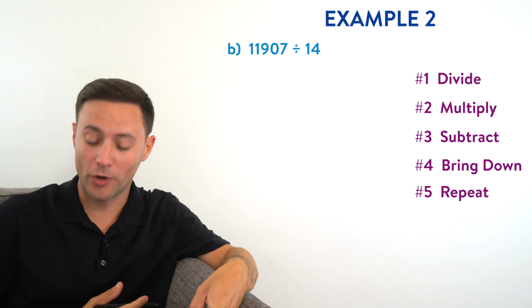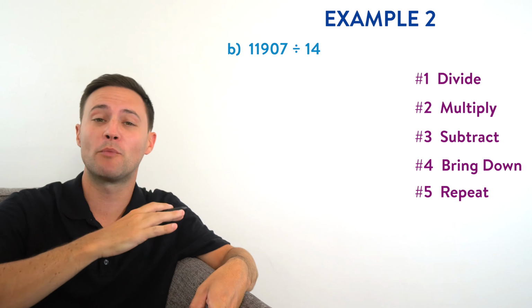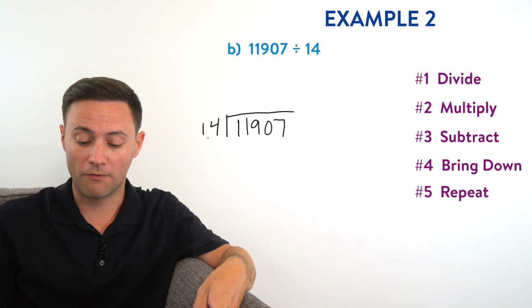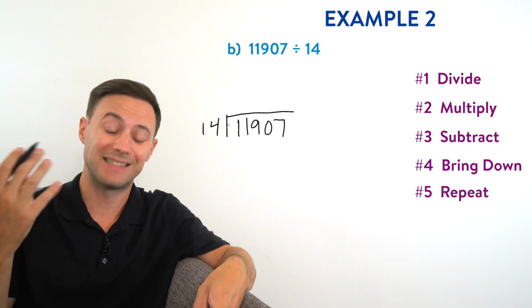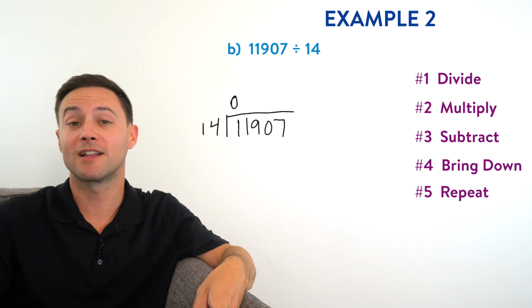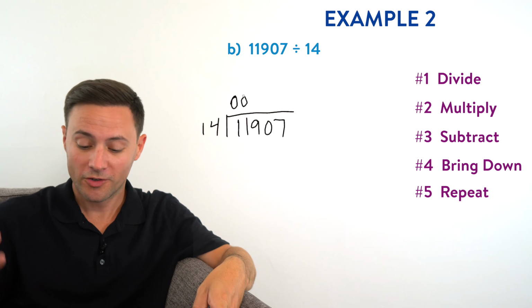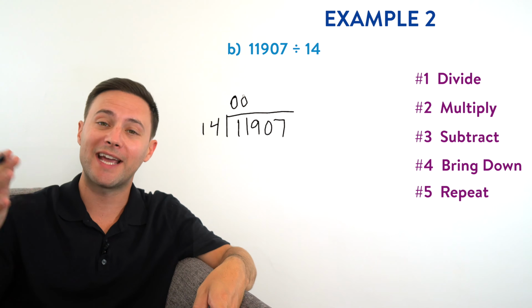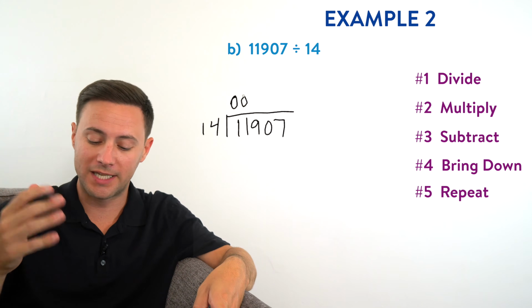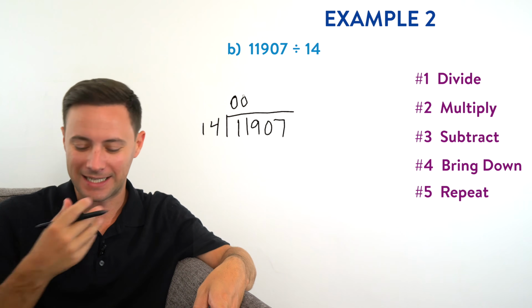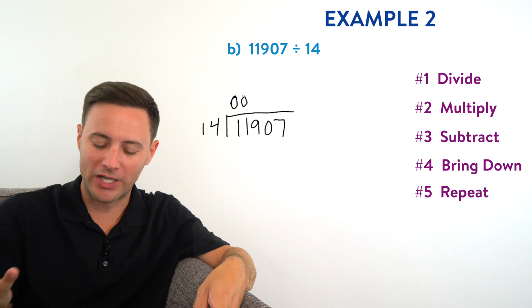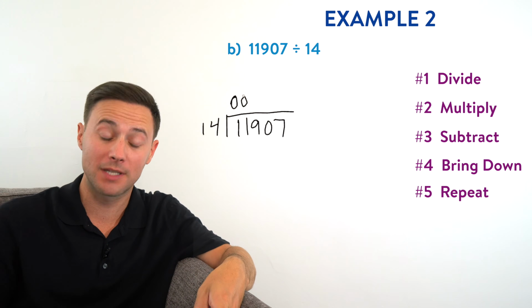11,907 divided by 14. All right, let's set it up the same way we did on the first one. Well, 14 goes into 1 0 times. 14 into 11 also goes 0 times. So now it's 119. So 14 into 119. Again, I'm not quite sure. That's kind of a large number, so I'm just going to take a guess.